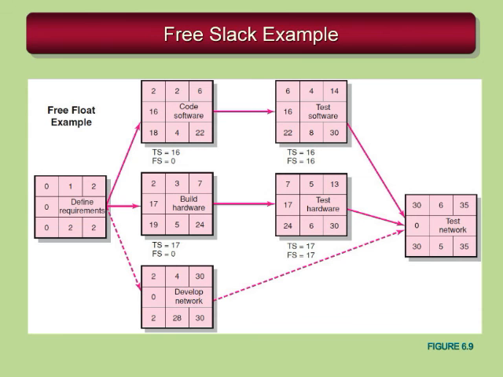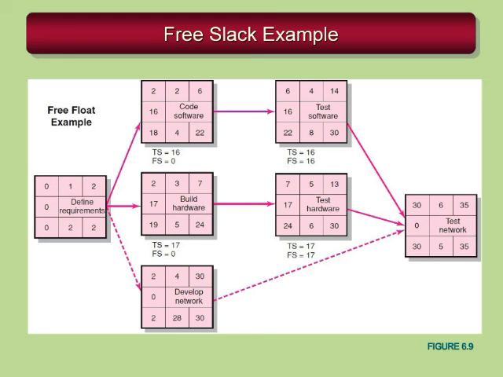So let's take a look at this example. There was no good example of total slack and free slack in the last project network, so we're going to look at this project network here. What you can see, of course, is the critical path runs from activities 1 through 4 to activity 6.